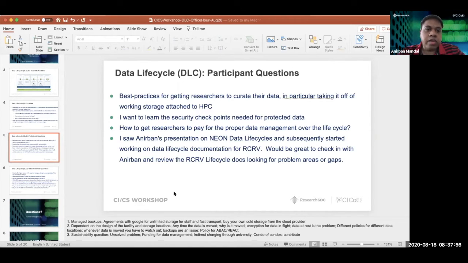And I think what your question was, Tom, was the third one in this list: how to get researchers to pay for proper data management over the life cycle. I'd say you cannot. It's impossible unless the funding agencies mandate it. And the reason the funding agencies haven't mandated it is because they can't pay for it. It's very expensive to curate data, to do the metadata, to do the full life cycle. I have a petabyte of research data for my lab, and I don't back it up because I can't pay double the price. I'd rather pay for a student or a postdoc to do the work.